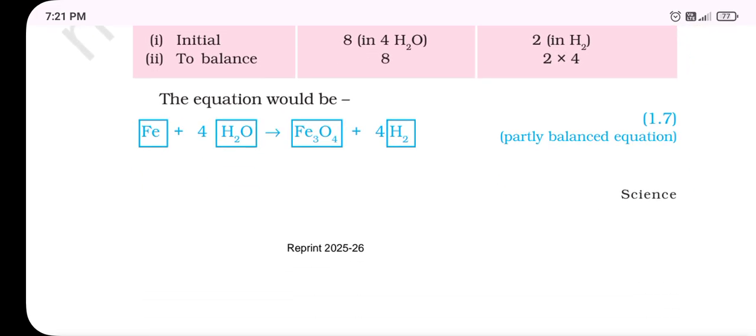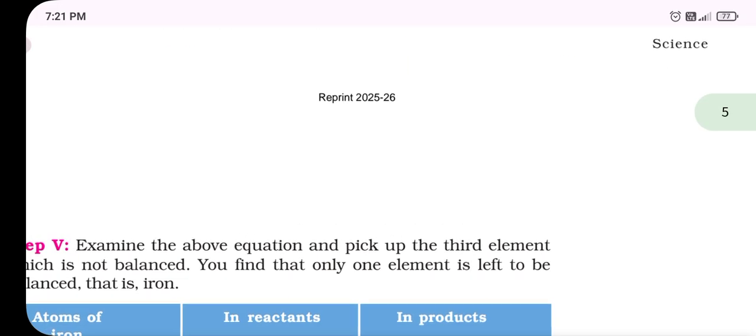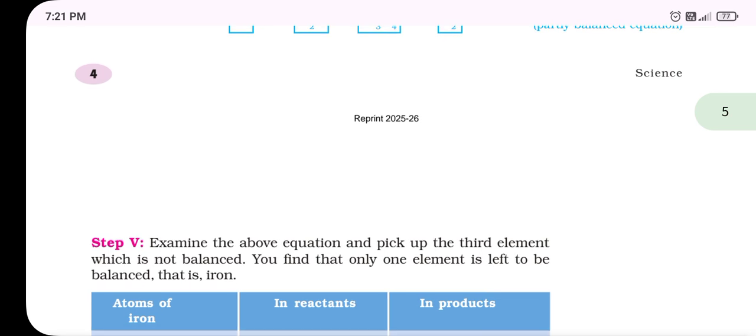The equation would be what? The total equation is Fe plus 4H2O forms Fe3O4 plus 4H2. Yeah, that's it. This is also a partially balanced equation. This is not a fully balanced equation, so we have to make it a fully balanced equation.